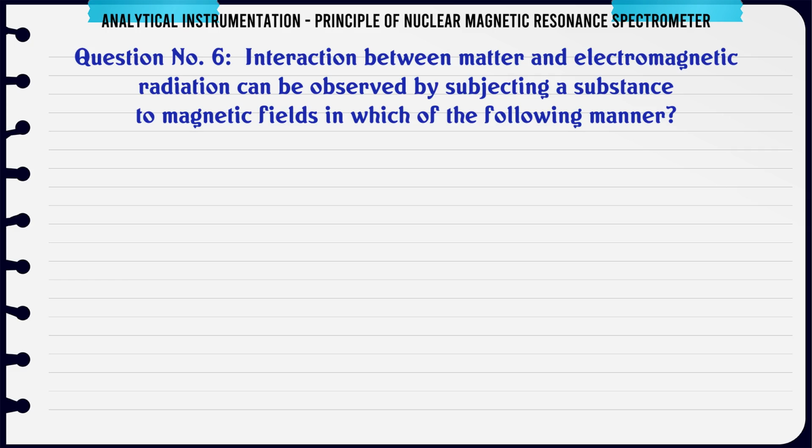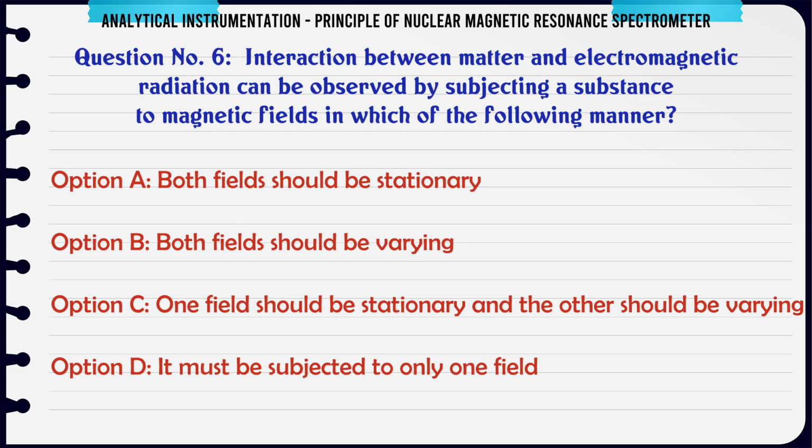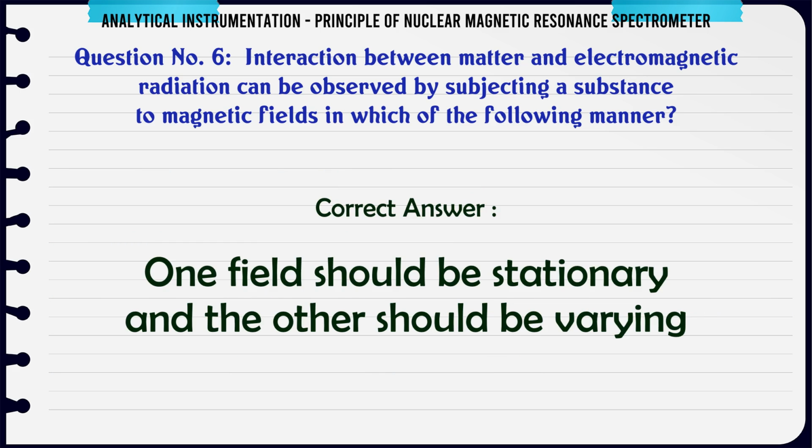Interaction between matter and electromagnetic radiation can be observed by subjecting a substance to magnetic fields in which of the following manner? A. Both fields should be stationary. B. Both fields should be varying. C. One field should be stationary and the other should be varying. D. It must be subjected to only one field. The correct answer is one field should be stationary and the other should be varying.